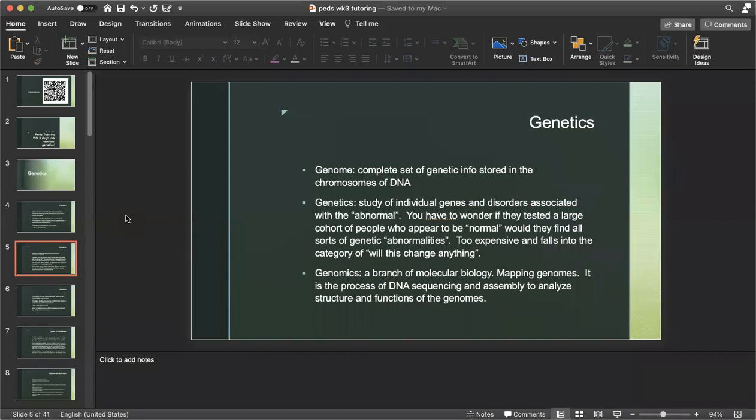You have to wonder if they test a large group of people that look normal so they could find the abnormalities. So, you know, I just took whatever she put on her slide and I just copied it here.